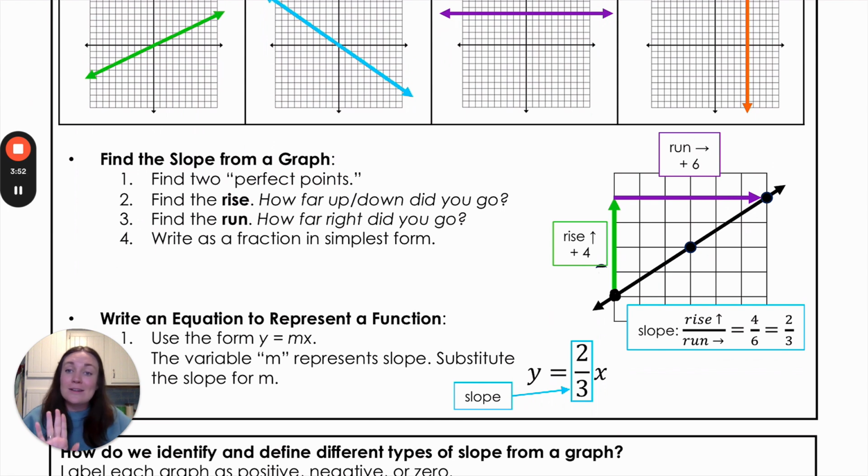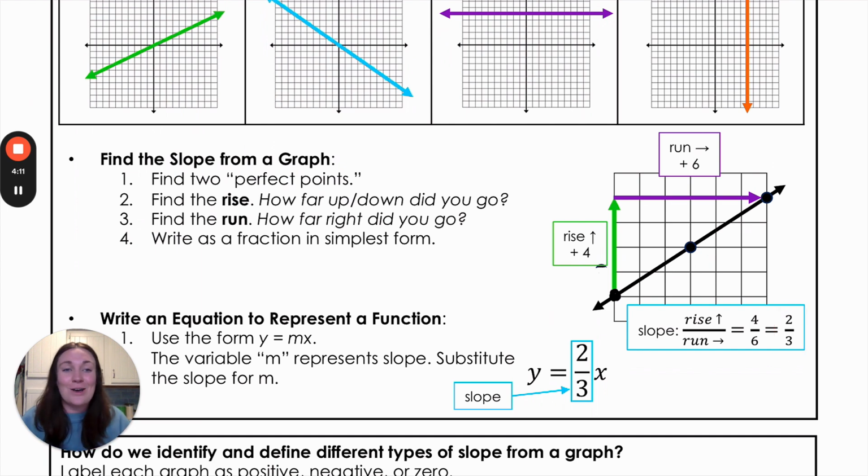And again, we're always going to write this as a fraction, rise over run. You'll hear that a million times. So when I take that rise over run, we take that 4 over 6. And so that is where the slope comes from. Now again, remember we always want it in simplest form, so we can divide both 4 and 6 by 2 to get us 2/3 as our simplest form.